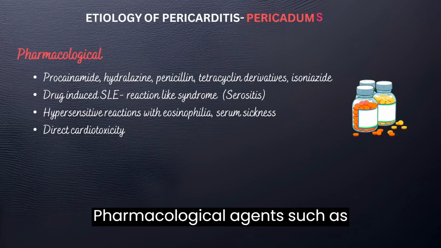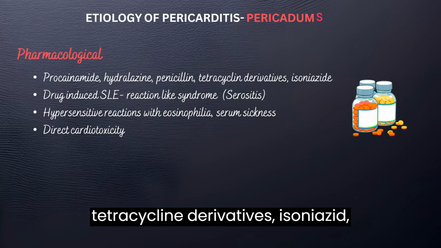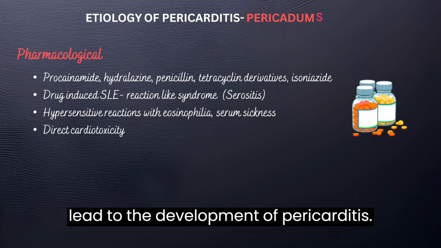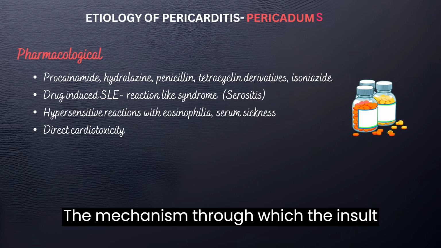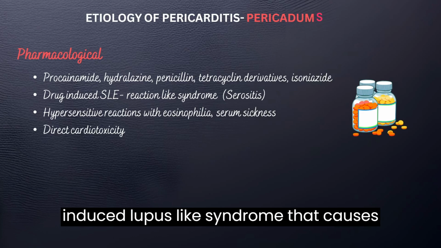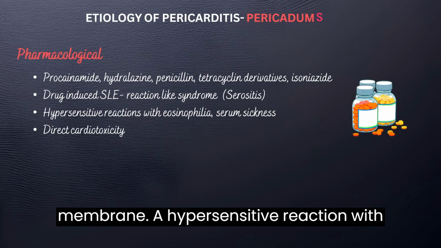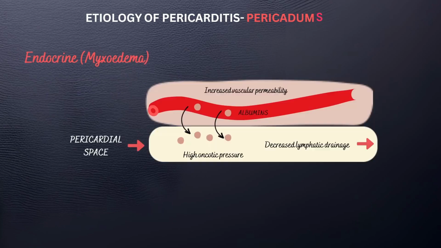Pharmacological agents such as procainamide, hydralazine, penicillin, tetracycline derivatives, isoniazid, and amiodarone, among many other agents, may lead to the development of pericarditis. The mechanism through which the insult results in pericarditis includes a drug-induced lupus-like syndrome that causes inflammation of the serous pericardial membrane. A hypersensitivity reaction with eosinophils and a direct cardiotoxicity may also lead to pericardial inflammation.